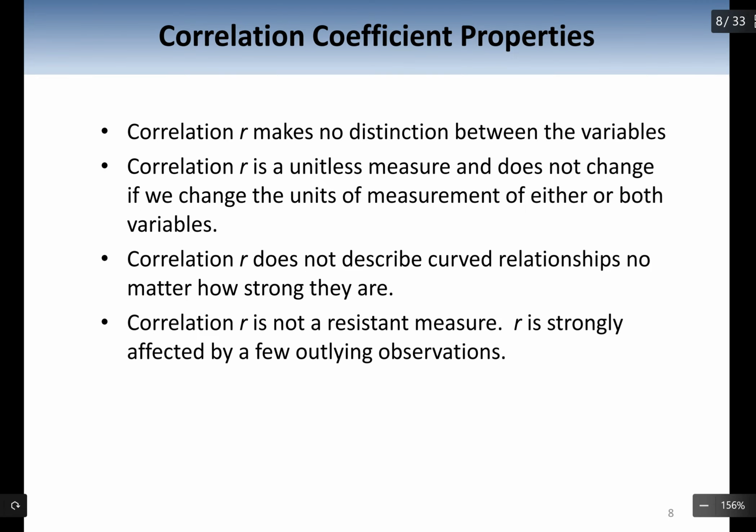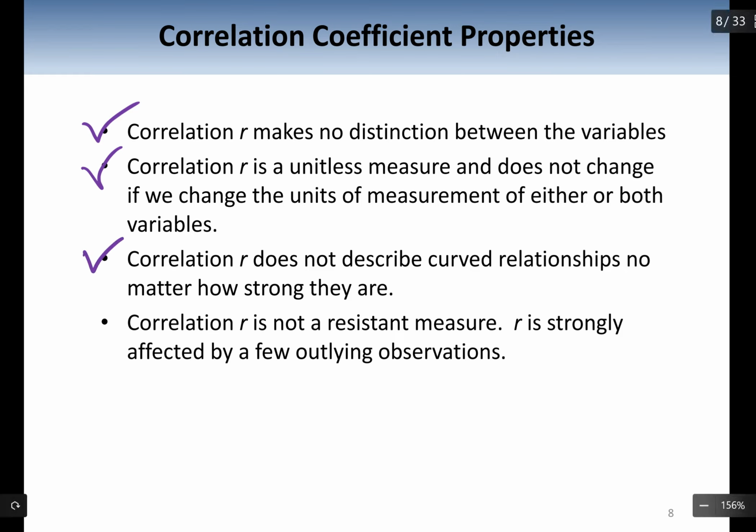But here are some properties. The correlation r makes no distinction between the variables. So if you were to swap the x and y variables, you would still get the same value for r. Correlation is a unitless measure, and it does not change if we change the unit. So if you were to transpose your data from, let's say, centimeters to meters, the value of r will not change. It will remain the same. And that's for either or both variables.